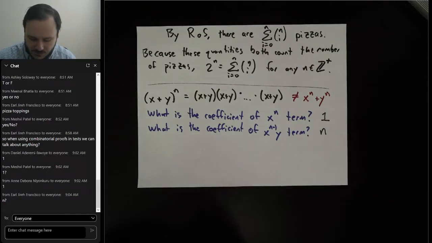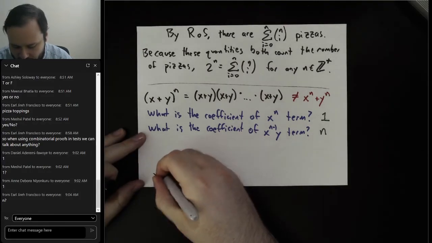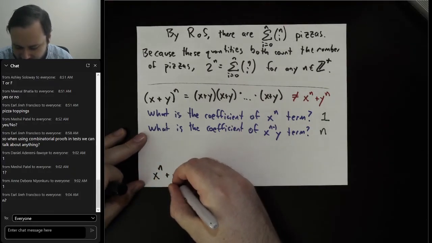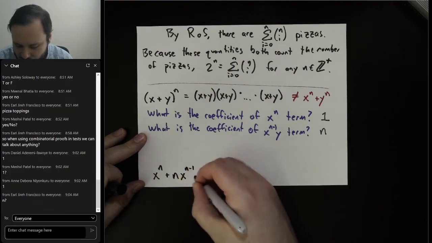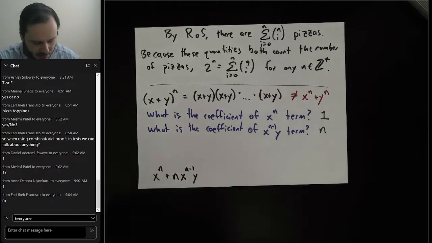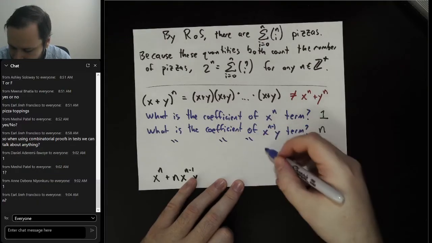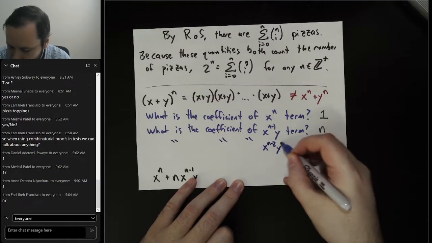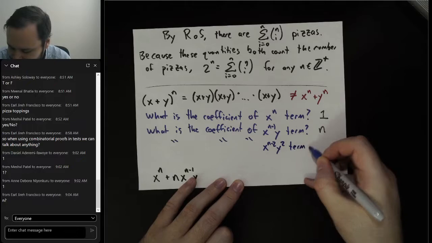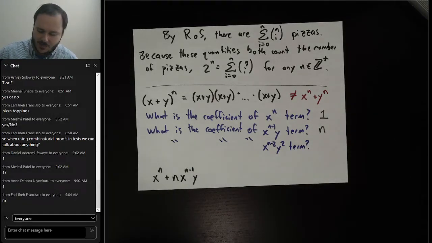So if I did start multiplying this out, I would get x to the n plus n times x to the n minus 1 times y. And then let's keep going. What is the coefficient of the x to the n minus 2 y squared term? How many ways can I end up with 2 y's? Everything else is an x.